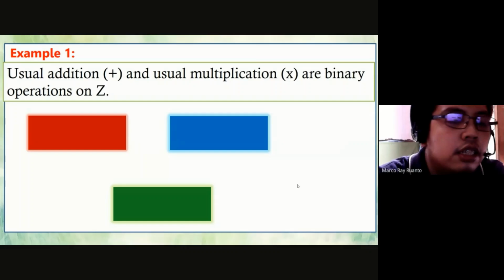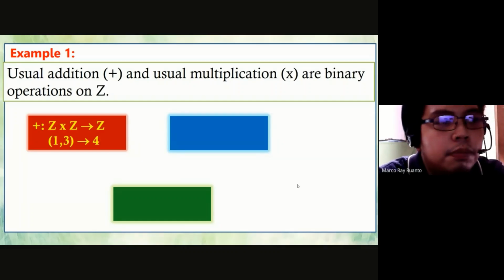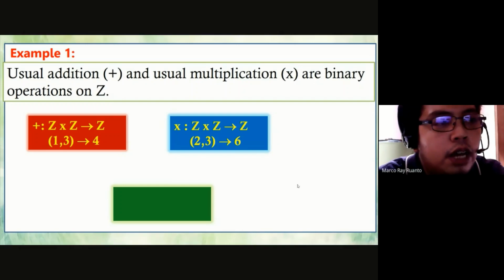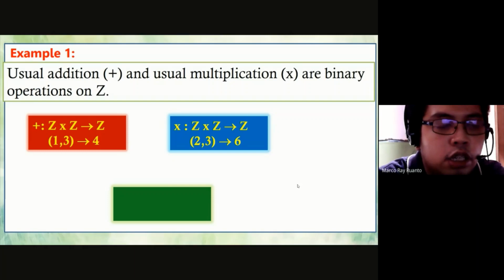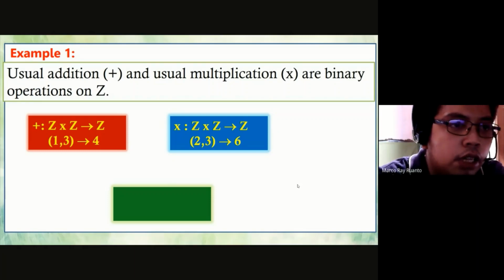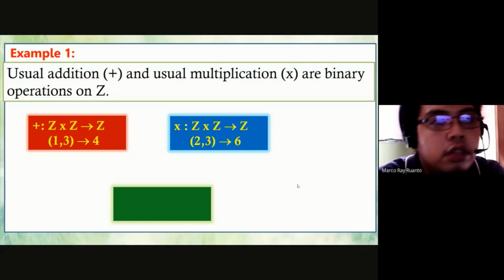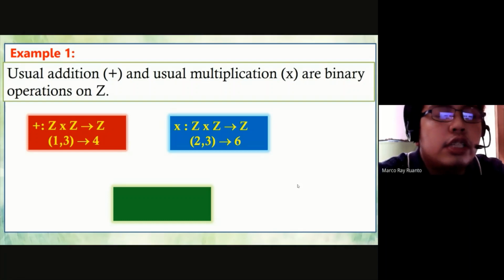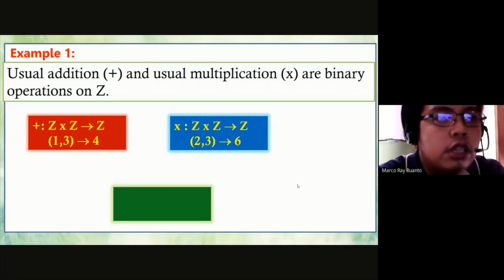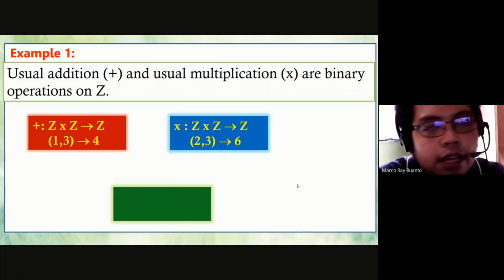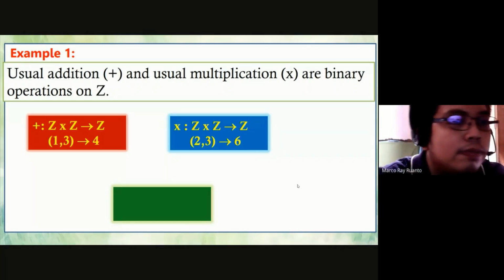So if you add 1 plus 3 is equal to 4, so 4 is an integer. And 2 and 3 are integers, so 2 times 3 equals 6 is also an integer. This is true for all. But if at least one is wrong, meaning that is not a binary operation.